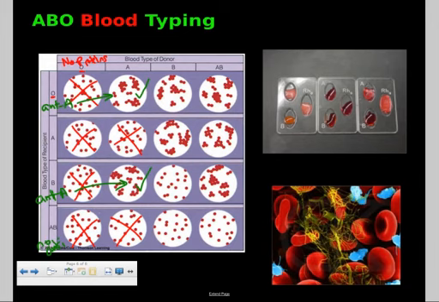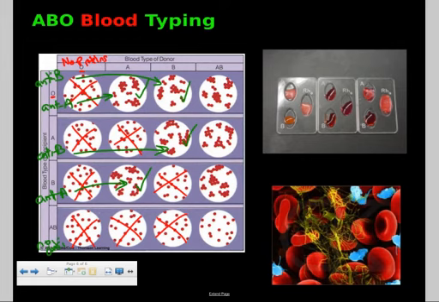Type B. Type B added to O. O doesn't just have anti-A, O also has antibodies for B. So the antibodies for B will attack the B blood and we get agglutination. If we add B to A, A has antibodies for B, so we would get agglutination. Adding B to B, no agglutination because they're the same blood type. If we add B to AB, no agglutination because AB doesn't have any antibodies.